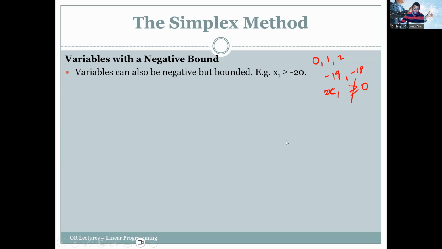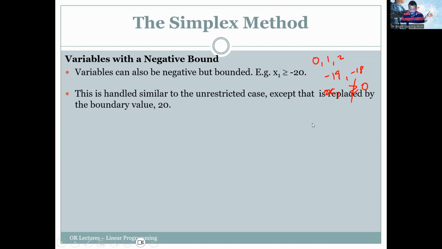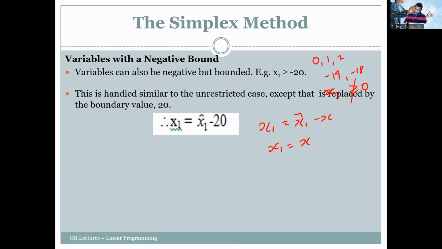So this is handled similar to the unrestricted case, except that it is replaced by the boundary value 20, right? So that means that instead of x1 equal to x1 cap minus x, in this case, x1 will be equal to x1 cap minus the 20, which is actually the value. So we pick the 20 and not the negative value.